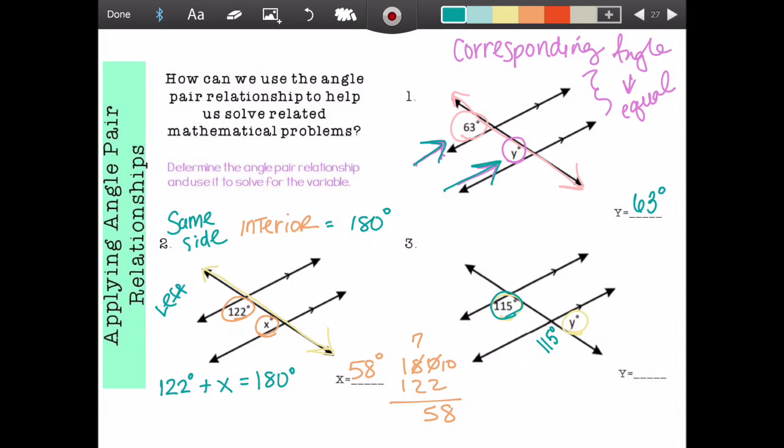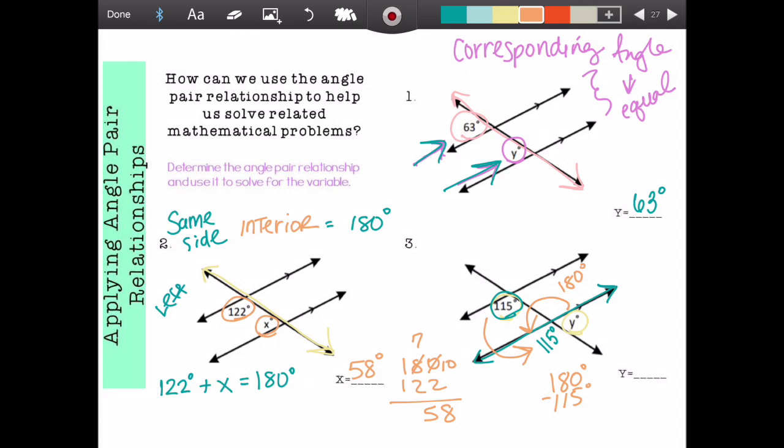Now I'm going to use this 115, and again, this is a straight line, so I'm going to say that this is supplementary. 115 and y are supplementary angles because they're formed on this straight line here, and from here to here is 180 degrees. So I used the relationship of corresponding angles to identify this 115, and now I'm going to use my knowledge of supplementary angles to figure out what y is.